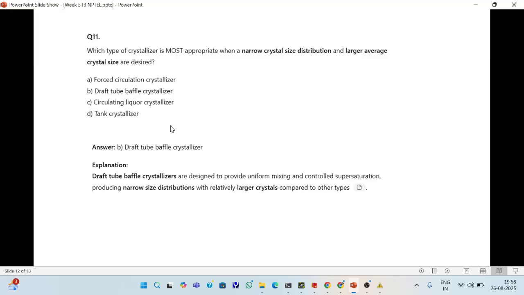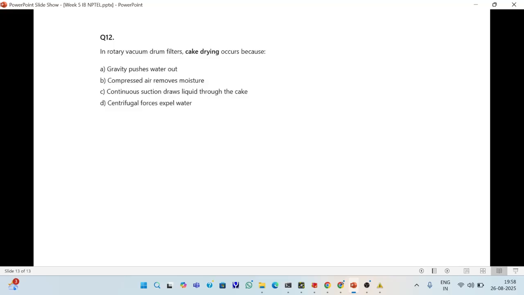That's why it is the one which is the most appropriate when a narrow crystal size distribution and large average crystal size are desired. It is the draft tube baffle crystallizer. Moving on to the next question.